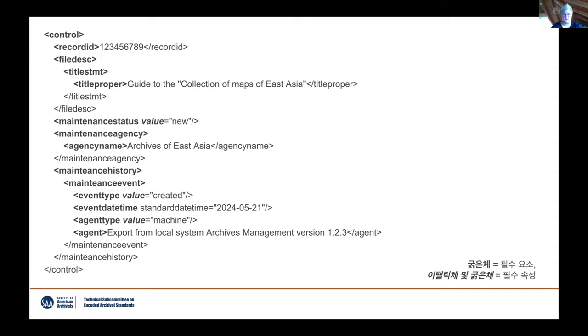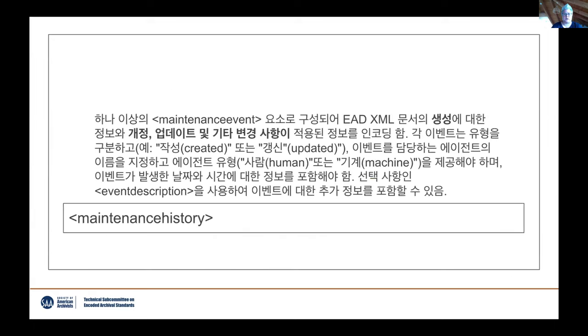Again, you have a possibility to name the agent responsible for the event, and that might be a person, or it might be a machine or script. So for example, if you have run a script that has normalized all the dates that you mentioned in your EAD file, you might want to mention that script as the agent in a maintenance event. And then you usually should also give the date and type when that event has happened. And there's an optional event description element where you can include some further information about that. Next slide, please.